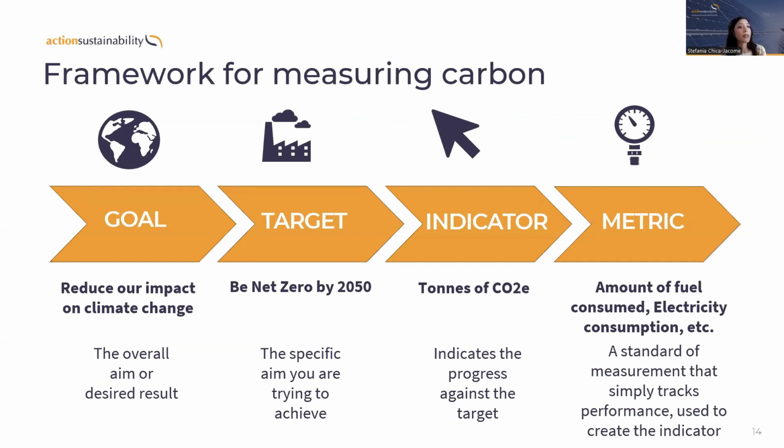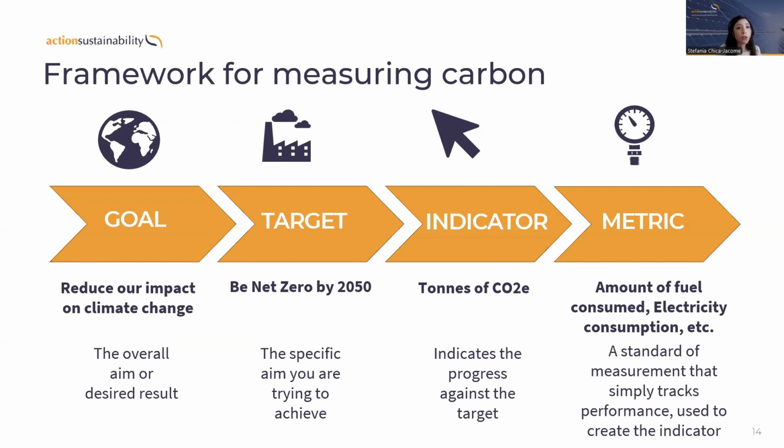So step 1 is to have a goal, okay? So this means having an overall objective that you would like to achieve in terms of carbon. In this specific example, the goal for this organization is to reduce their impact on climate change, which basically means reducing their carbon emissions, okay?